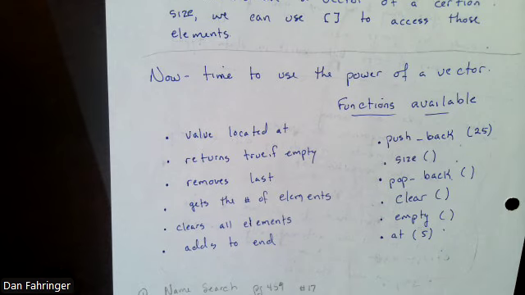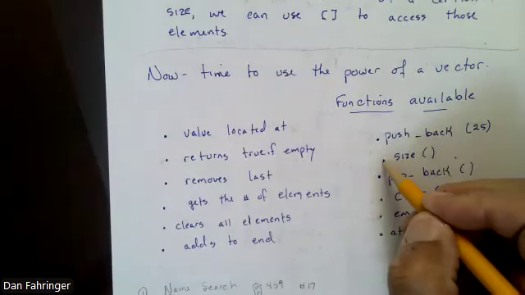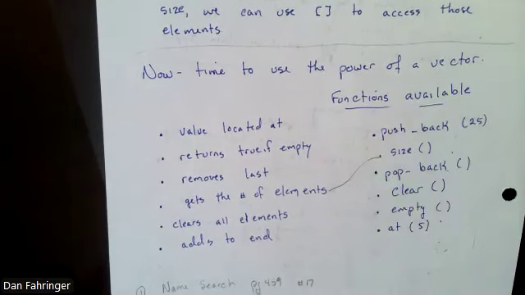Left side, right side. What matches what? I made a little matching game. Dot size goes with gets the number of elements. It's kind of silly, but it's there.